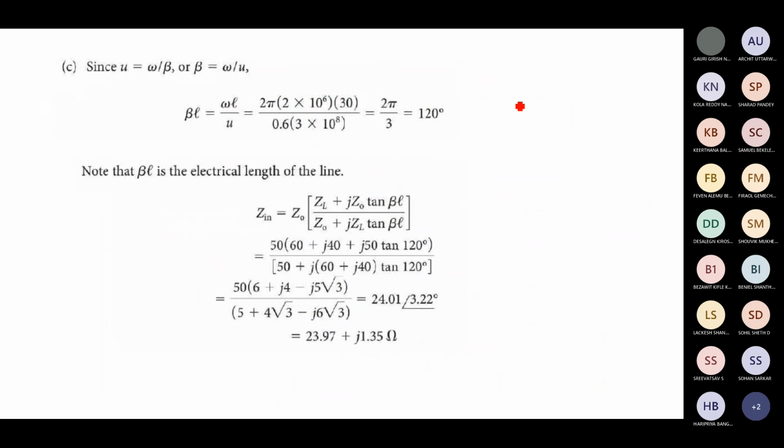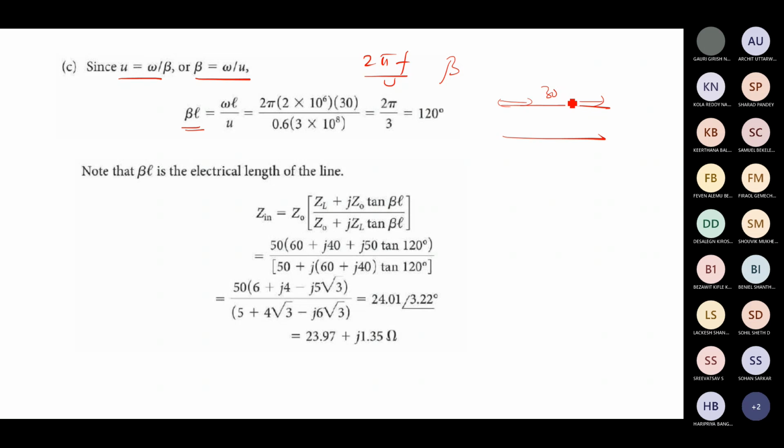Next, we have calculated the electrical length of the transmission line. We already know that beta is nothing but omega by U. Omega is nothing but 2 pi f, divided by U, which is given. By this way, you can easily calculate the beta value. Now, what is this beta L? It is nothing but the equivalent length or the electrical length. This total length is 30 meter.